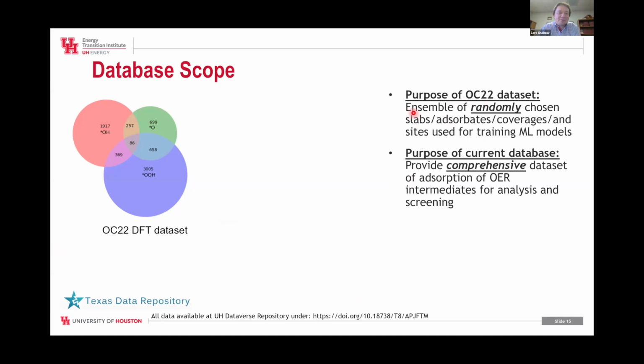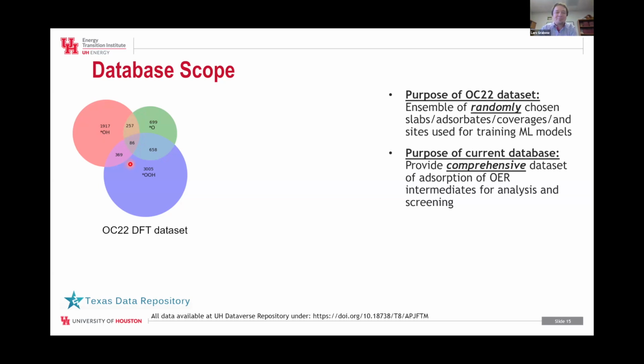If we now go into this database and look at the materials where we have the binding energy of OOH, the binding energy of oxygen, and the binding energy of OH, and we look at the overlap, then there's only 86 materials for which all of these binding energies are available. And so that's obviously not the amount of data that we wanted to investigate.